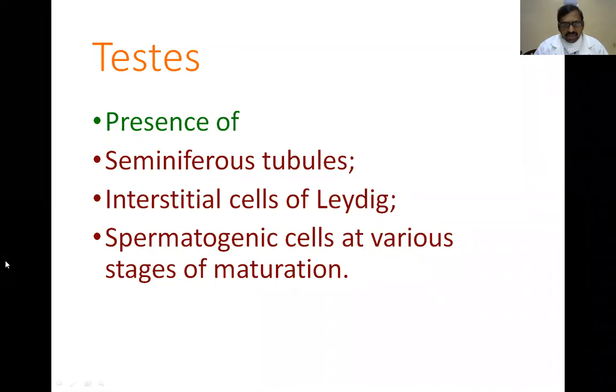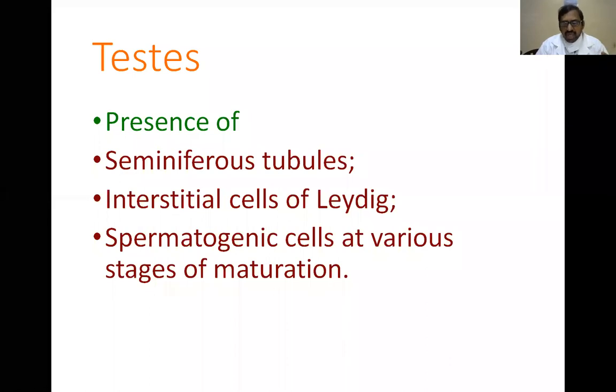First, it contains seminiferous tubules. This is very, very important because this is the actual site for the production of the spermatozoa, and interstitial cells of Leydig. And in between the seminiferous tubules, there are spaces. These spaces are filled with cells. These cells are also very, very important because this is the site for the production of the testosterone hormone.